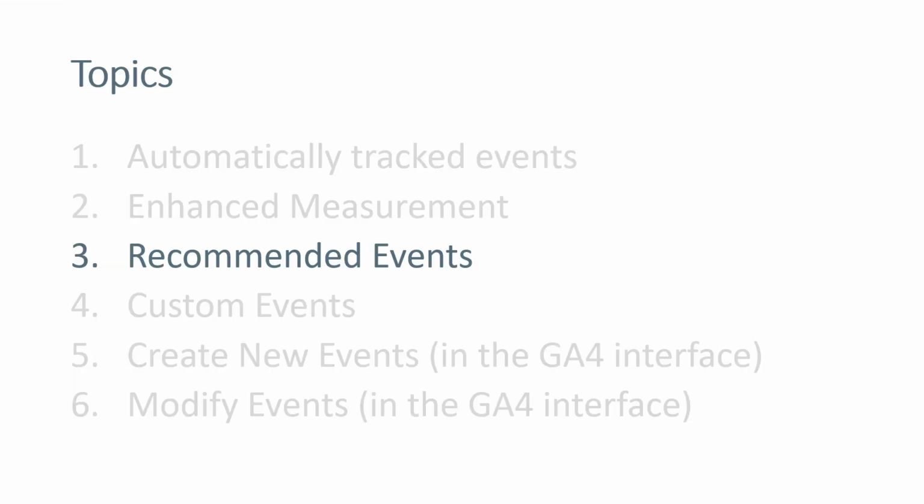Now let's move to another category of events, which is recommended events. If you want to track events such as purchase or add to cart, you will notice that they are not tracked automatically. And this is logical because websites are coded in different ways. They store data in different structures. Therefore, it is nearly impossible for Google Analytics to automatically track such information.